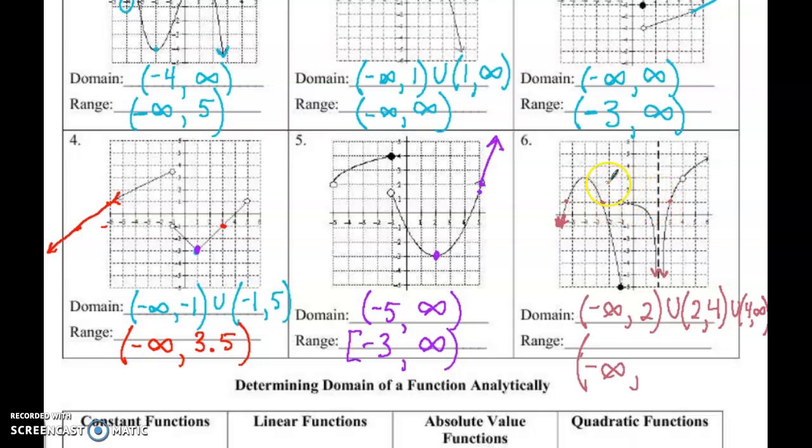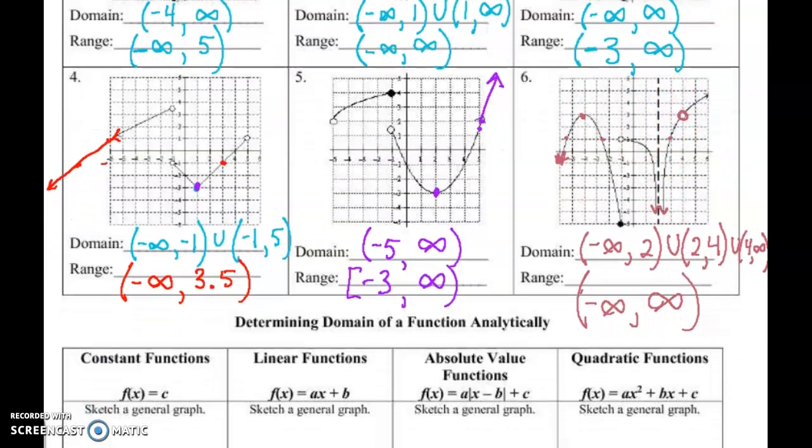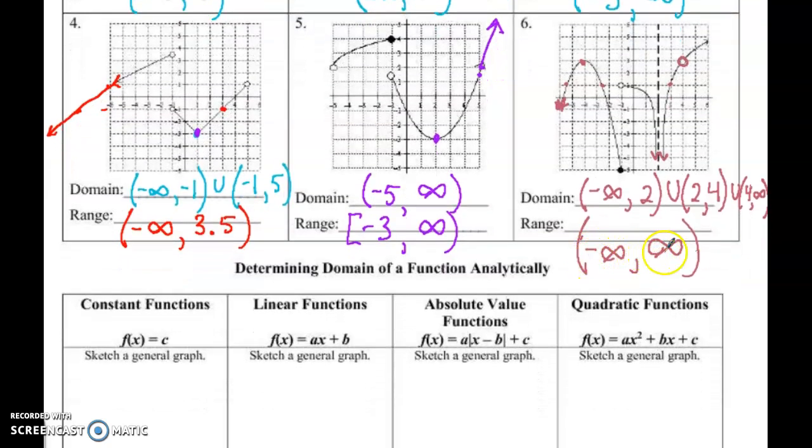You might be saying, oh, well, there's a break right here. I would say yes. It has a defined value where y equals 3. Looks like it's over here. So even though there's several holes and breaks in the graph, it has a y value everywhere on this problem. So the range is negative infinity to infinity.